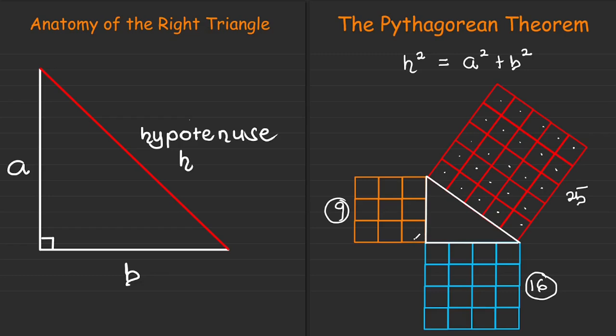This is just a rough proof. But all we want to understand and establish is that the square of the hypotenuse is equal to the sum of the squares of the other two sides. As simple as that. Now with this said, let's look at how we can apply it to solve some questions.